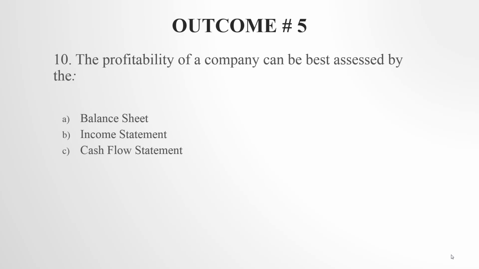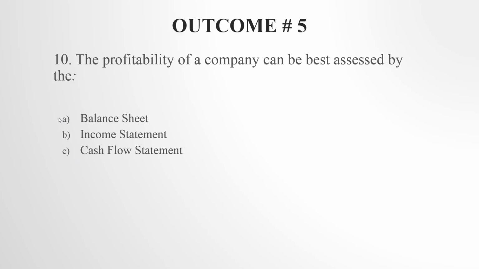The profitability of a company can be best assessed by. Now, the balance sheet of a company provides information on the assets, liabilities, and equity of a company as of a particular date. It would tell us how much cash the company had on a particular date, for example, but it does not talk about how much income the company generated.